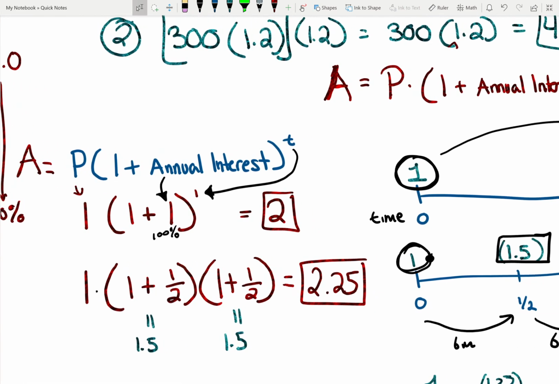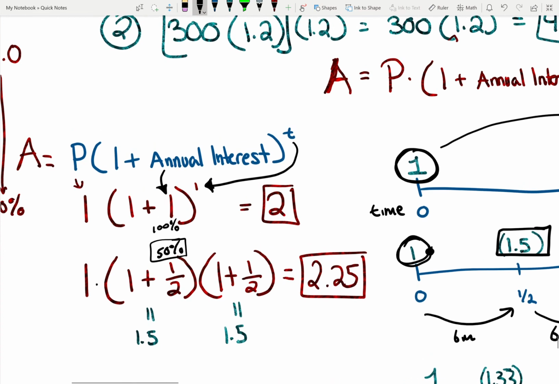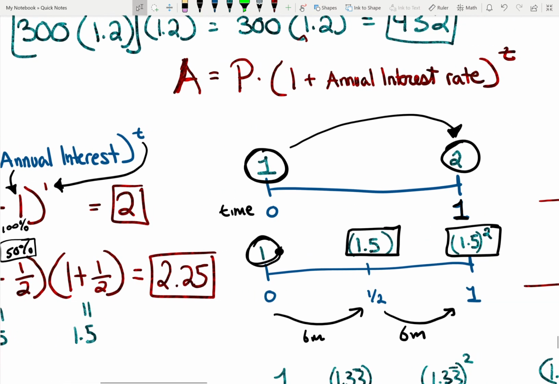Even though the interest rate here is only 50% rather than 100%, if I have more number of compoundings, meaning I get interest rate not just once, but 2 times in a year, I'll accumulate more money in the long run at the end of the year. Interesting. So let's do another one.